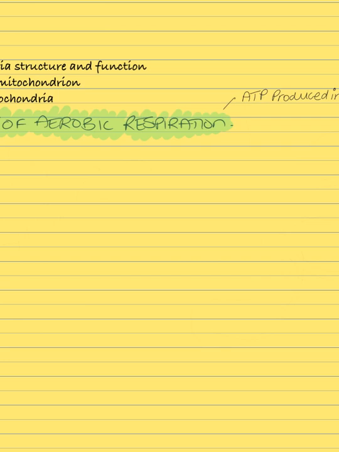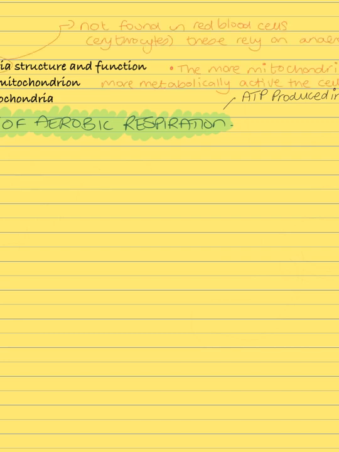The only cell in your body that doesn't contain mitochondria are red blood cells, and the number of mitochondria present inside your cells is entirely dependent on the metabolic activity of that cell. So the more metabolically active a cell is, the more mitochondria you might expect to find there. So for instance, one of the most metabolically active cells in our body is the liver, and liver cells contain around 2,000 mitochondria. So let's have a look at the structure of the mitochondria.